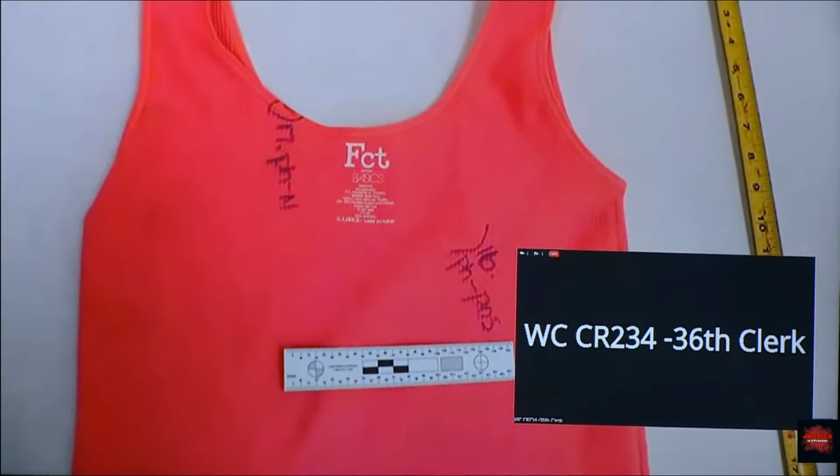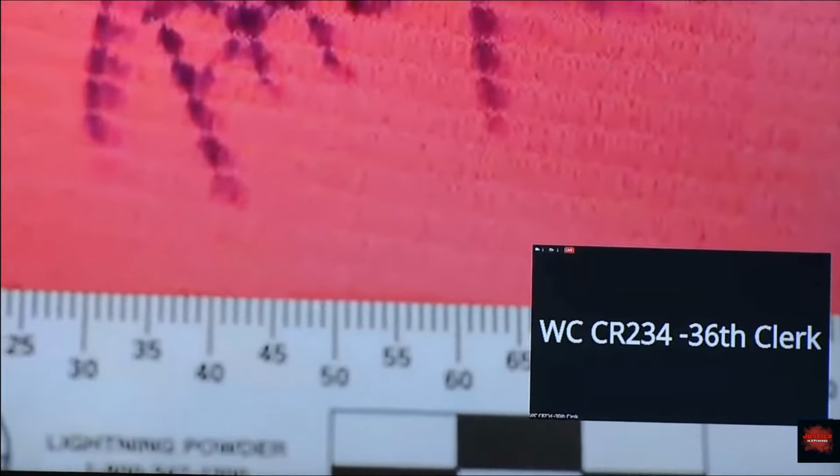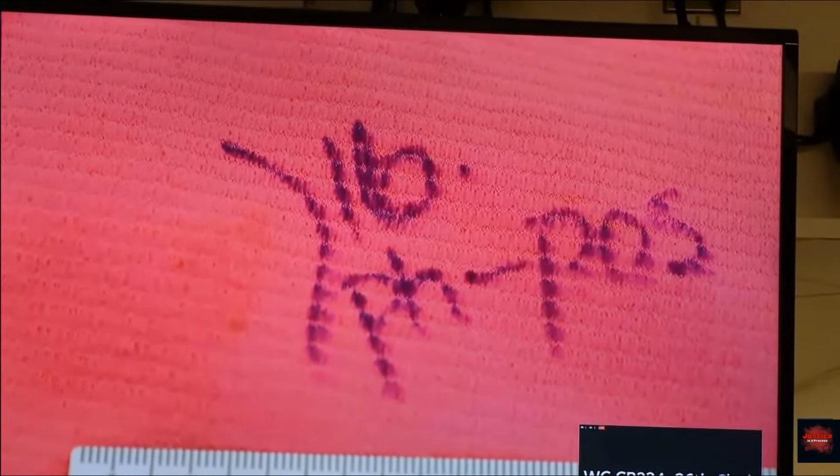And now could we go to slide 20? And this says on here pH-POS. Does that stand for positive? Positive, yes. Okay. And so that area on the inside, if it was inside out, that area tested positive. Correct. For the possible presence of blood.